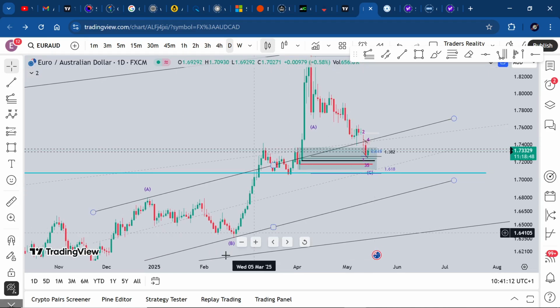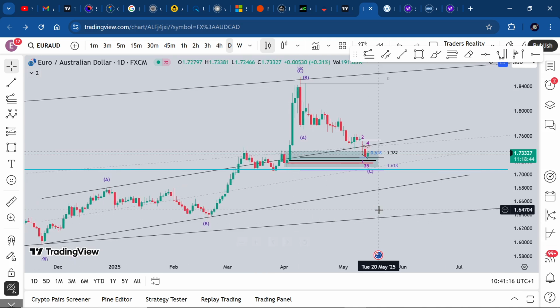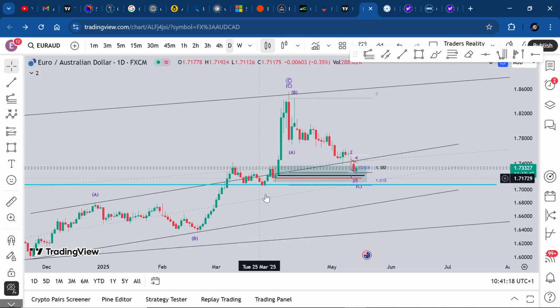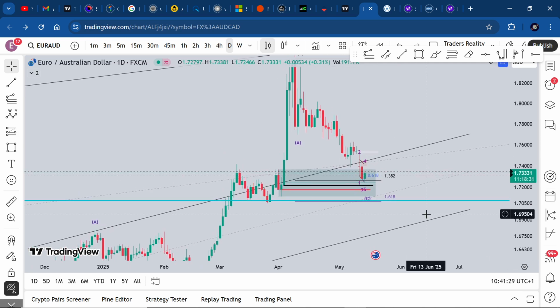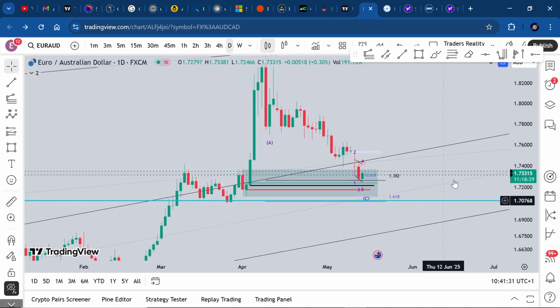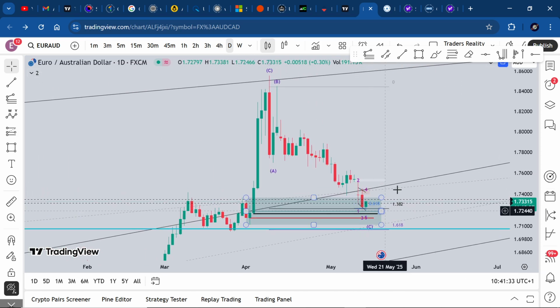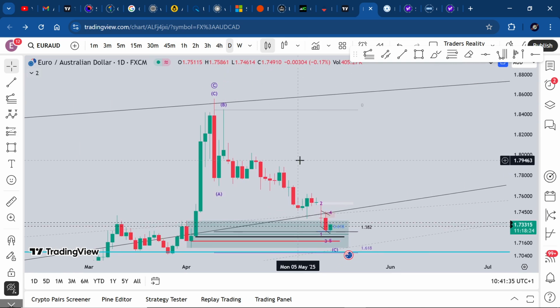Okay, this clearly looks like a 1, 2, 3 wave. From here, A, B, C. We've come back into the prior B wave of the last ABC, which is our demand zone. And inside of our demand zone, we've started to accumulate on the smaller time frames, which I'll show you in a minute.